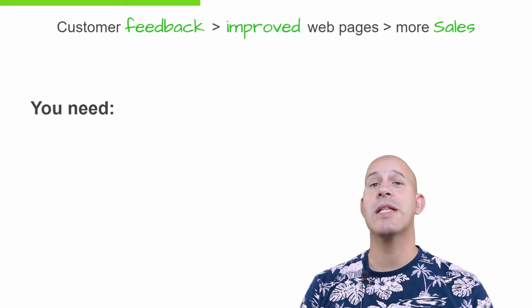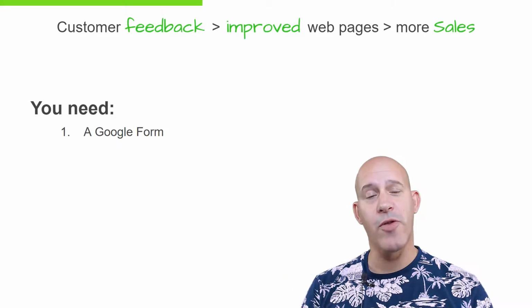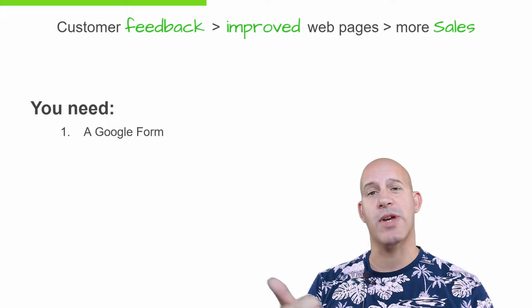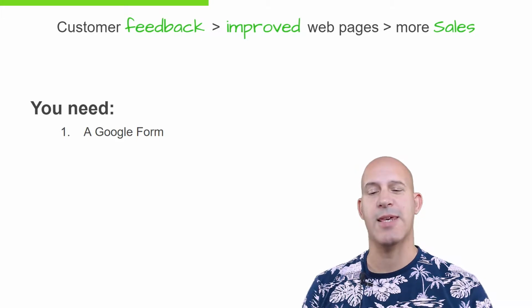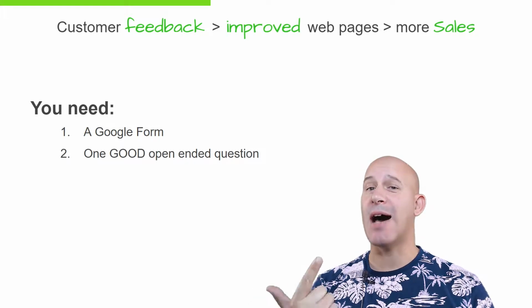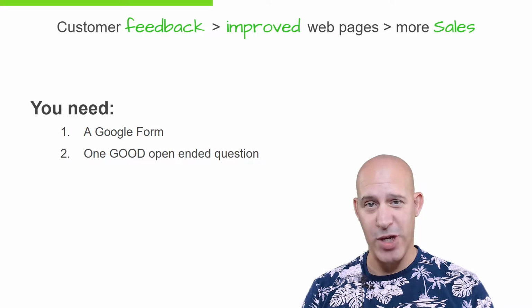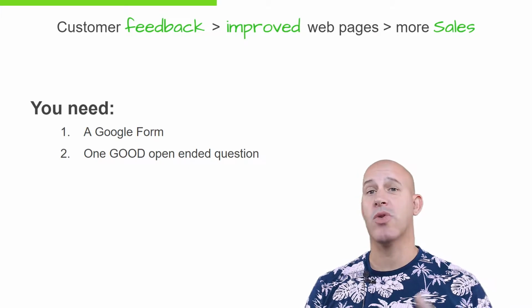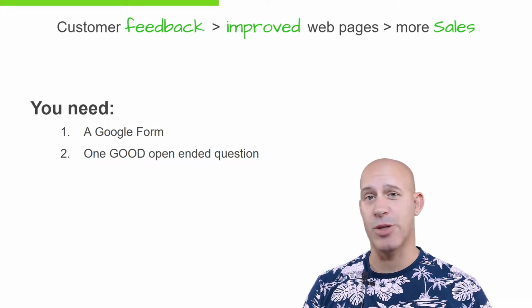So what do you need to do this? You need a Google form, super easy to do. Everybody has a Google account. You go there, you create a new form. I will show you what to write there. Second, you need a very good open-ended question. Now, this is the most important part, because what you ask will affect the answers you get.